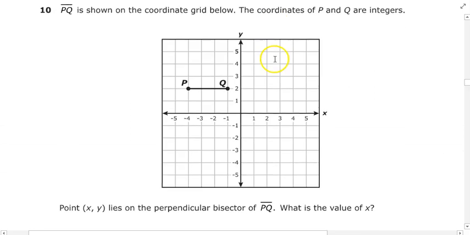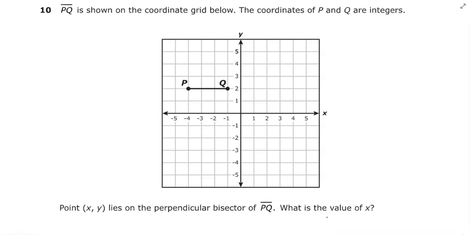Number 10 says, segment PQ is shown on the coordinate grid below. The coordinates of P and Q are integers. Point XY lies on the perpendicular bisector of segment PQ. What is the value of X? So there's a point somewhere on the perpendicular bisector.